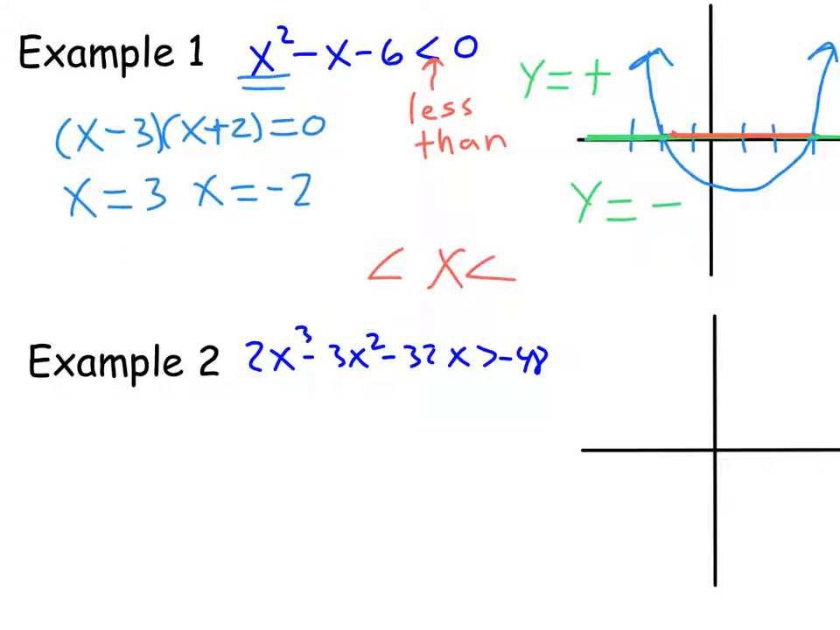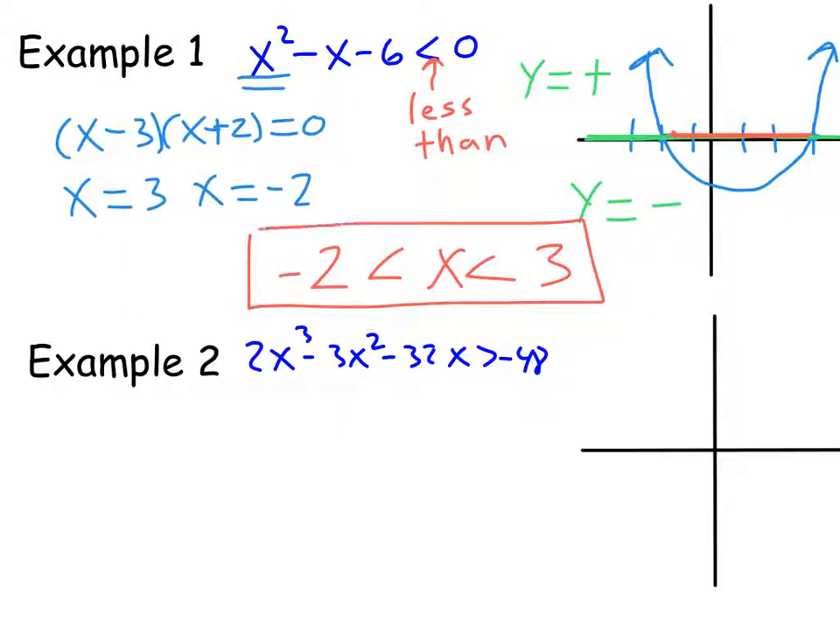Okay, my starting point, though I'm not including it, was at negative 2, and then my ending point was at 3. You can put in any value that you want in between that interval, and that's the only interval, and you are going to get negative y values, which again are less than 0. That's what gave it away for me that I want negative y values. Okay? That was a quadratic.